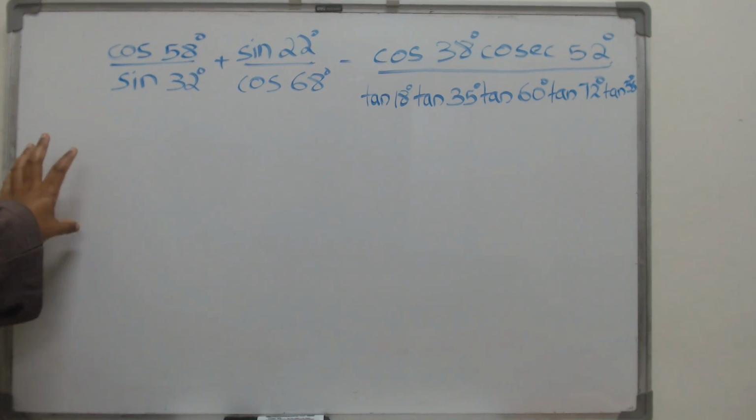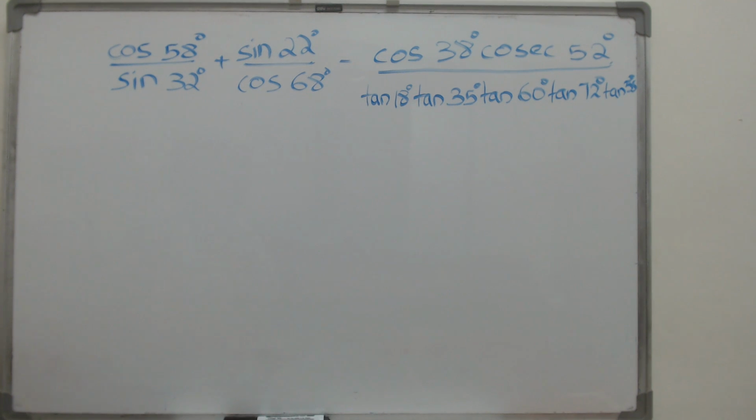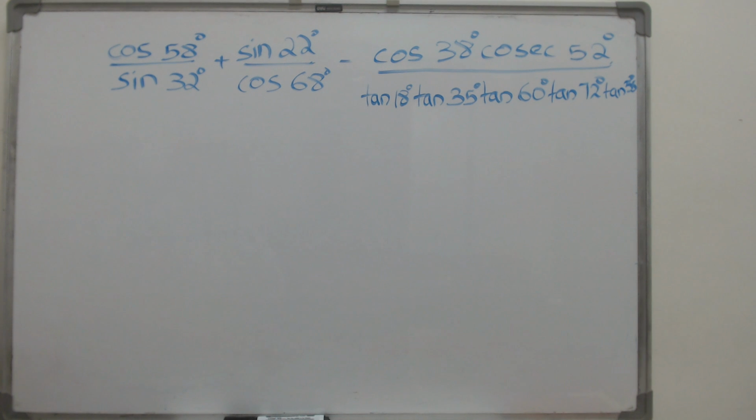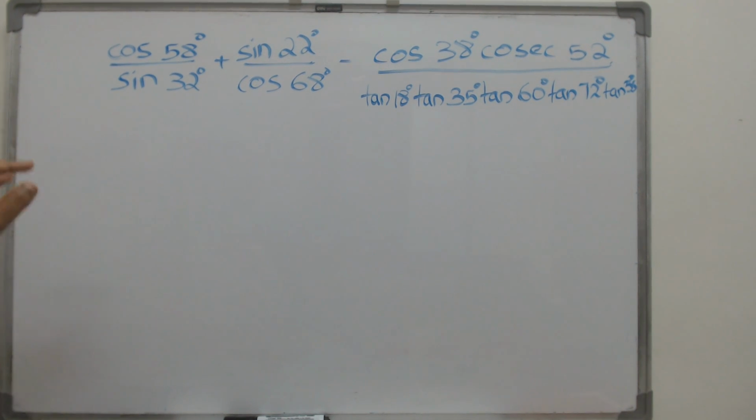Here we have to find the value of this expression. What do we see here? A lot of angles, 58 degrees, 32 degrees. We do not know the sine value or the cos value of any of these angles. But then what do we notice? You should notice two important things.